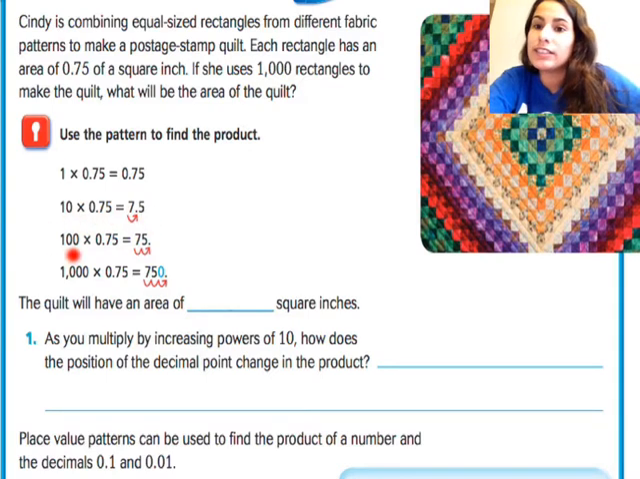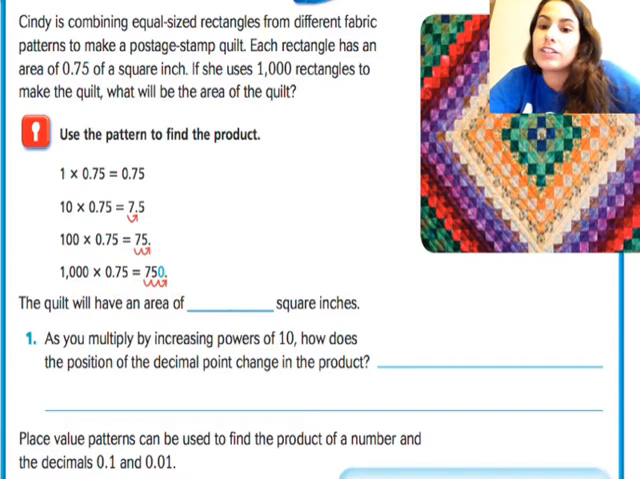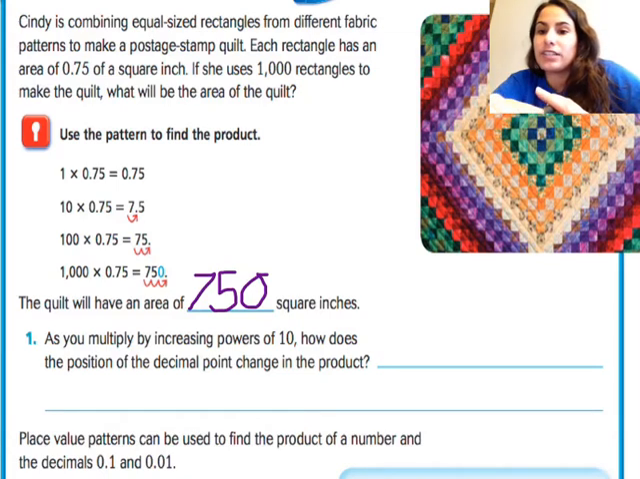All right, 100 times 0.75, we'd have to move it 2 decimal places because there's 2 zeros in this number. It would be 10 to the second power. 1, 2, so that would be 75. 1,000 times 0.75, which is what our question is asking, we would have to move it 3 times because there's 3 zeros in that number, or 10 to the third. 1, 2, 3, so 750. The quilt will have an area of 750 square inches.